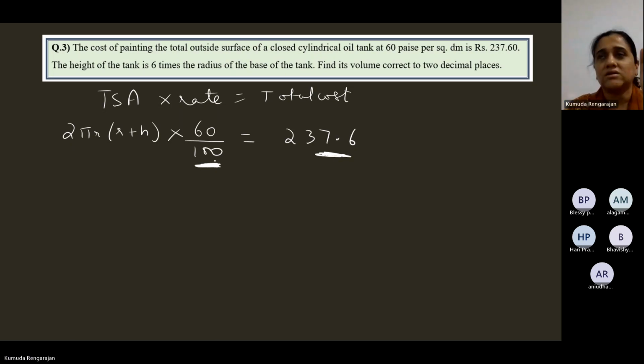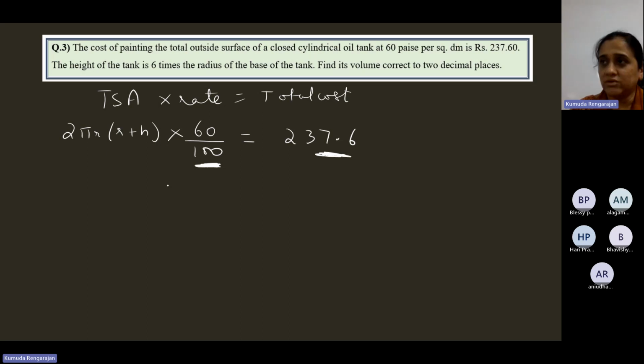Wherever you see in an equation you might be using different units like centimeter, rupees and all that. But if it is centimeter, it should be centimeter everywhere. If it is paise, it should be paise everywhere. If it's rupees, rupees everywhere. Not on one side in centimeter and the other side in meter, or on one side in paise and the other side in rupees.